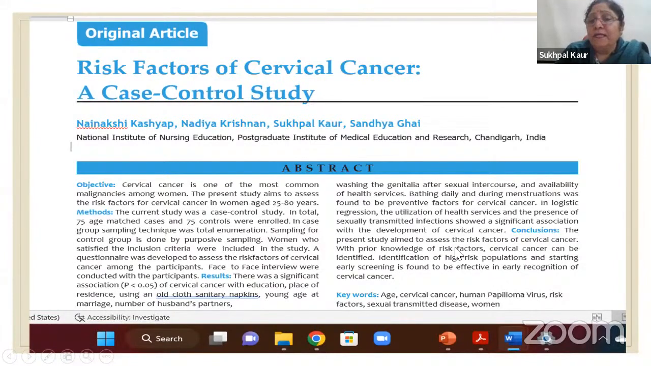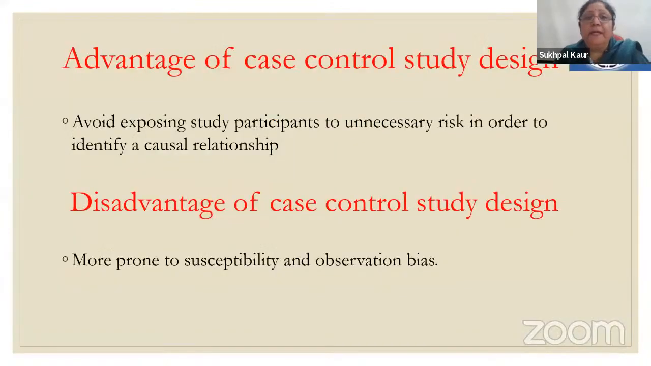So it was concluded that assessment of the risk factors of cervical cancer is very, very important, because with prior knowledge of the risk factors, cervical cancer can be identified. Identification of the high-risk population and starting early screening was found to be effective in early recognition of cervical cancer. So this is how we can go for the case control study. And sometimes it is said that the controls should be taken double the cases, so that we are able to have a good correlation between both the cases and the controls. But again, it depends upon the availability of samples.